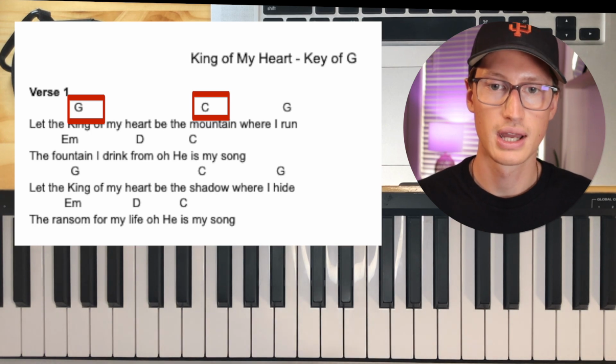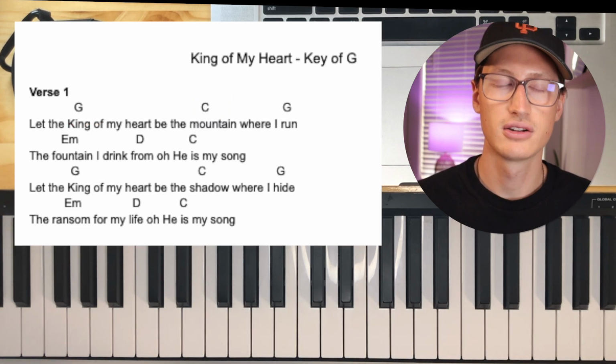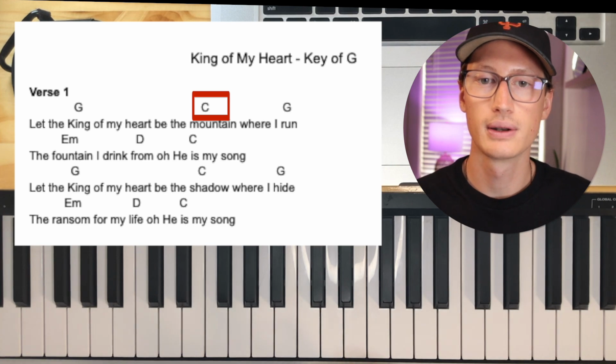So when we look at our chord chart again, you notice some letters above words. You might wonder what those are. Those are just ways of signifying chord changes. When I look at G, that means a G chord. Later on there's a C, that's a C chord. How do we build those out?